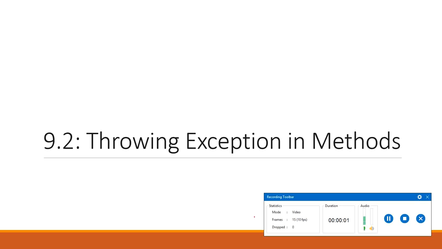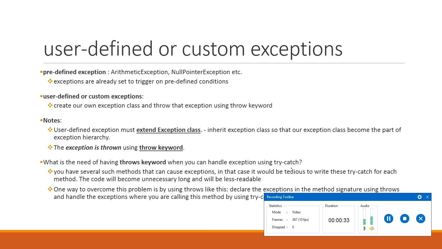So hello everyone, let's start with the second part of our lecture this week, continuing with exception handling. In the second part we are going to talk about throwing exceptions in methods. That means we are going to talk about the throw and throws keywords. In the last lecture we talked about the try, catch and finally keywords. In this lecture we are going to talk about throw and throws. Okay, so let's start with these two keywords.